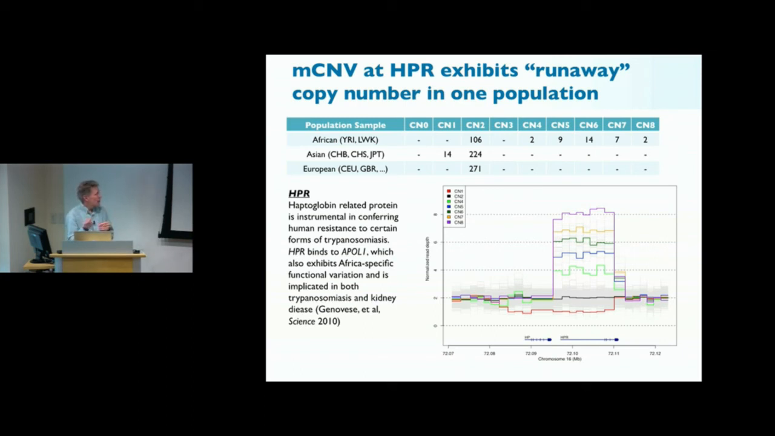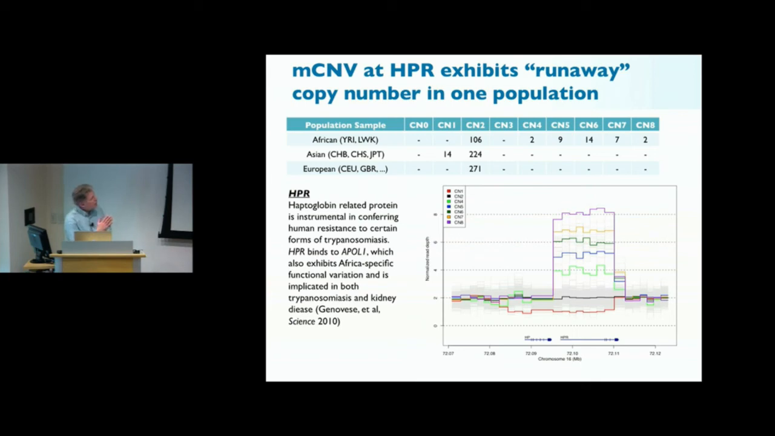And HPR also binds to APOL1, which has Africa-specific genetic variation too, and it's been shown to be related both to sleeping sickness and to kidney disease. In particular, the resistance to trypanosomiasis tends to be correlated with places in Africa where sleeping sickness is endemic.